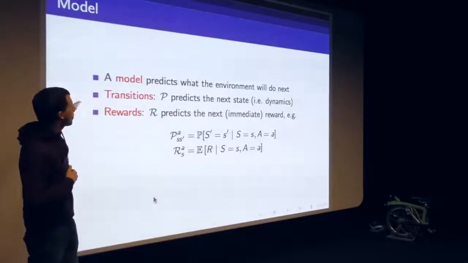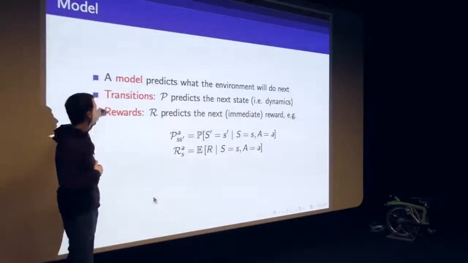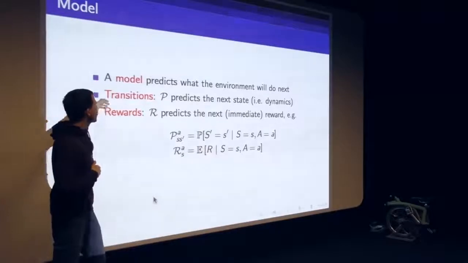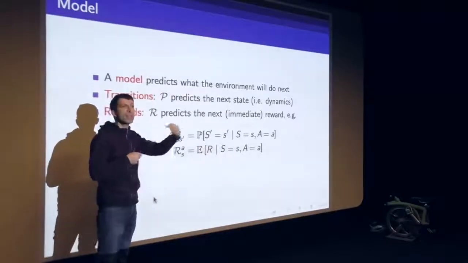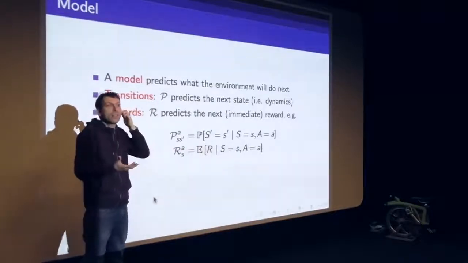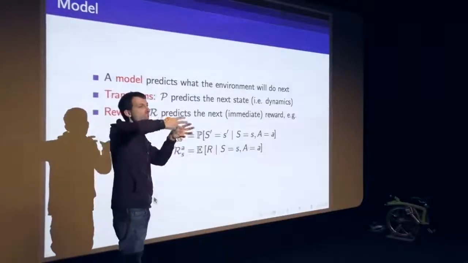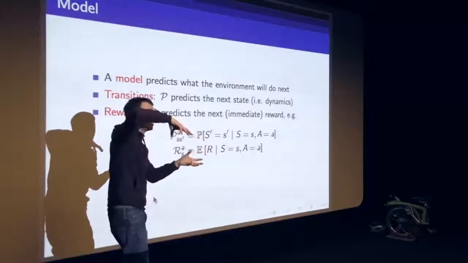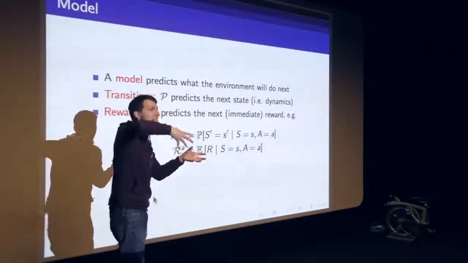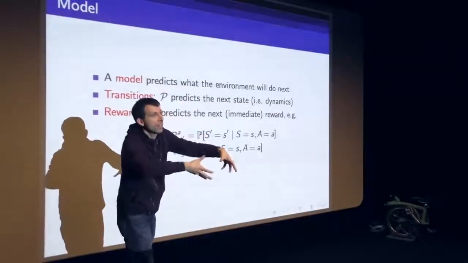Specifically, the way we normally do this is to have two parts to our model: a transition model and a reward model. The transition model predicts what the next state will be, predicting the dynamics of the environment. If this was the helicopter, it says that if the helicopter's facing this way in this position with this angle, and the wind is coming in this direction, then it's likely to move to this position and this angle, and so forth.